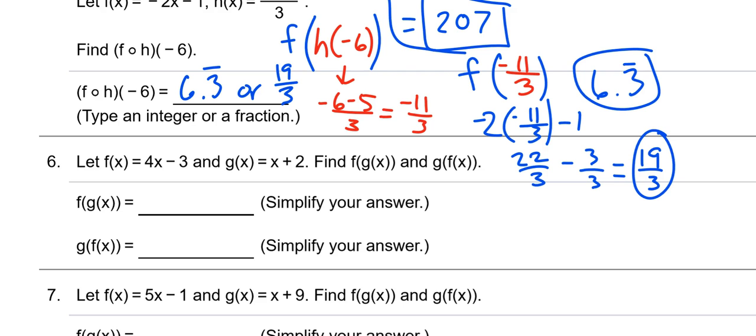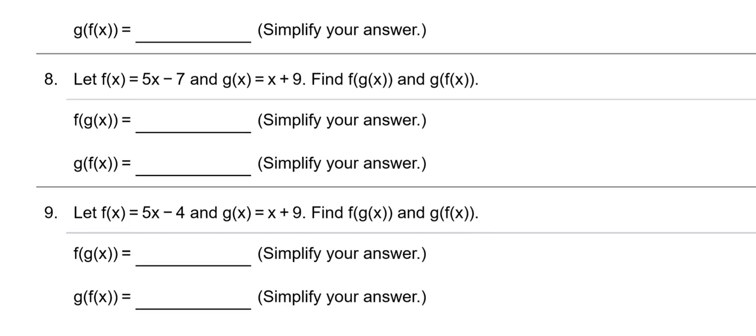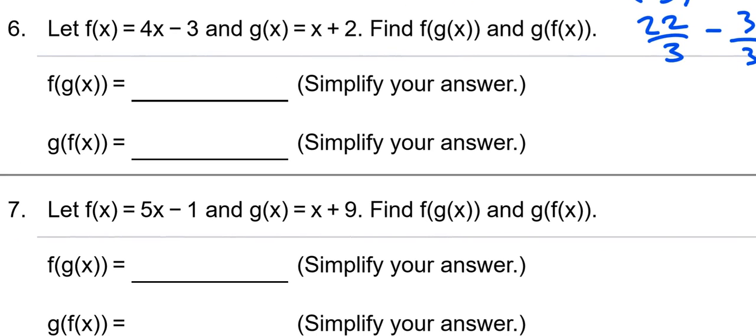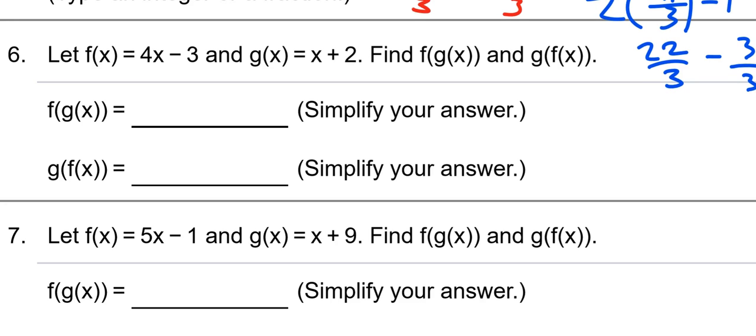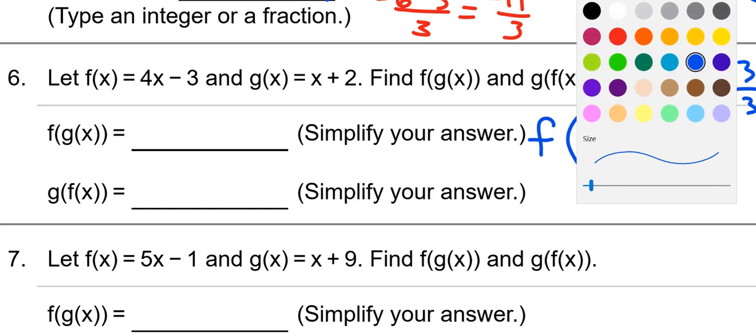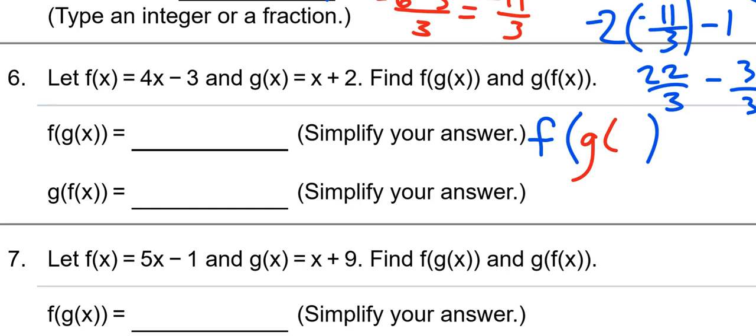Okay, now, question 6 on down starts getting into something different. No longer are we going to be using numbers, but we're going to be using just letters. Okay, now, it's not as bad as you think it is. So, remember, the first question is asking me, what is f of g of x? Now, g of x, we know that's x plus 2.